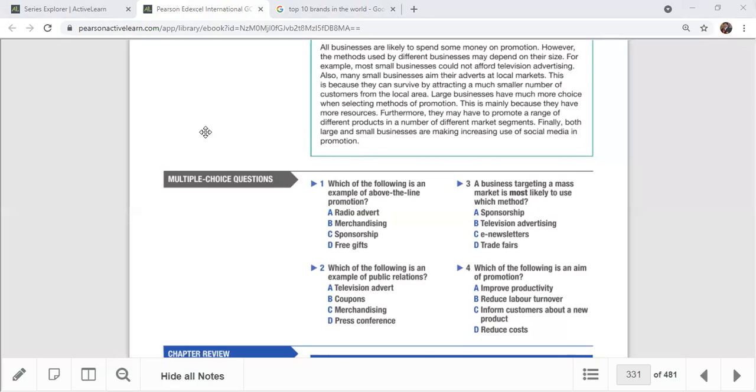Question number three. Business targeting a mass market is most likely to use which method? Mass market. So sponsorship, television, e-newsletter, trade fair, right? What's the answer? Question number three. Yeah. So I can see a couple of answers are coming. Answer is B, television advertising. The answer is correct because in a mass market, large numbers of customers are there. So you can use television advertising. Sponsorship is also possible, but television advertising is mostly used. Okay? Most likely to use that than sponsorship.